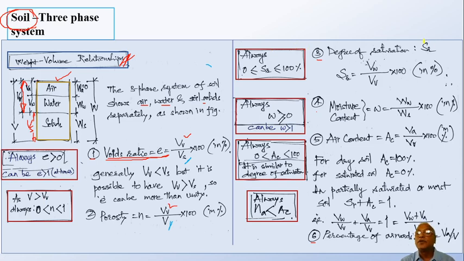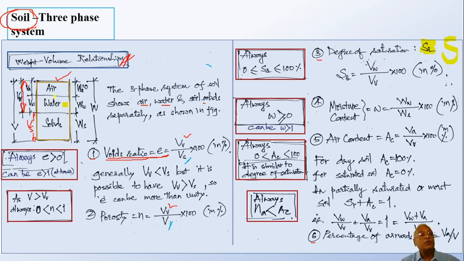The notation used for degree of saturation is SR. Sometimes it is represented just as S also, but preferably it is SR, degree of saturation. Now what is this? This is also a ratio. It is the volume of water to the volume of voids. Volume of voids consists of air and water together, but here only the volume of water is taken, to the volume of voids.